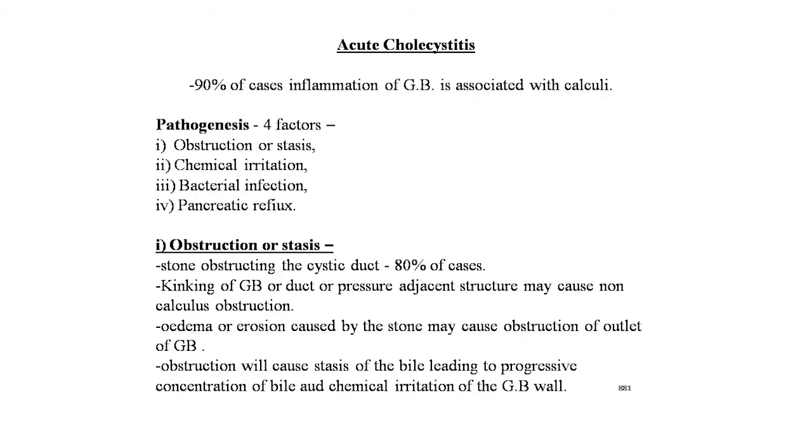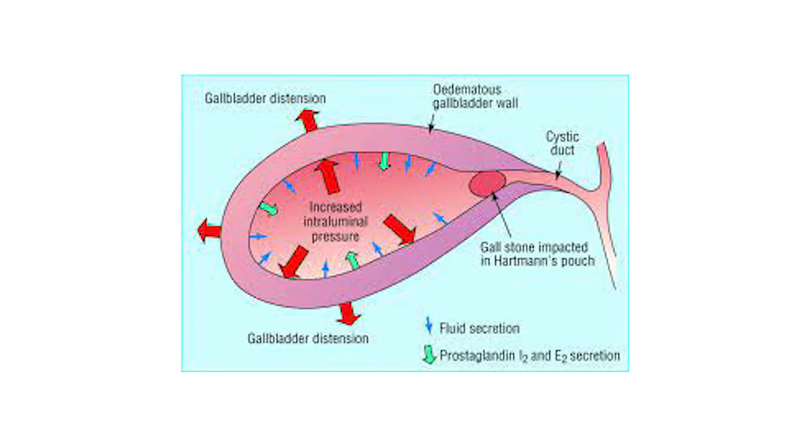Now, acute cholecystitis. 90% of cases of inflammation of the gallbladder are associated with calculi. Pathogenesis behind acute cholecystitis: there are 4 factors: obstruction or stasis, chemical irritation, bacterial infection, pancreatic reflux. First is obstruction or stasis. Stone obstructing the cystic duct in 80% of cases; kinking of the gallbladder or duct, or pressure from adjacent structures, may cause non-calculous obstruction. Edema or erosion caused by the stone may cause obstruction of the outlet of the gallbladder. Obstruction will cause stasis of the bile, leading to progressive concentration of bile and chemical irritation of the gallbladder wall.